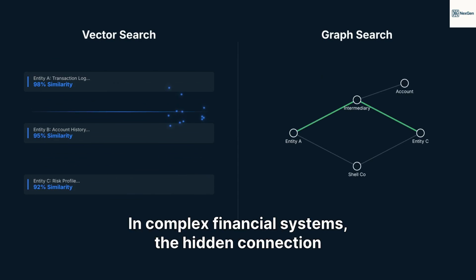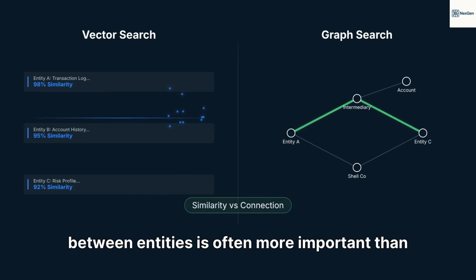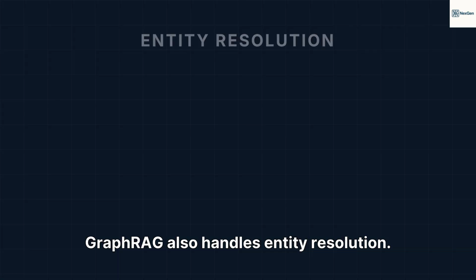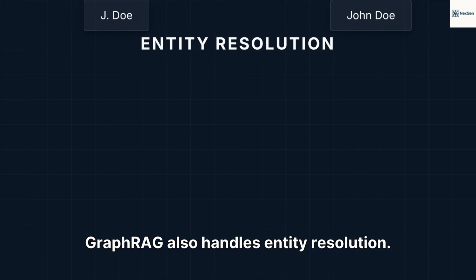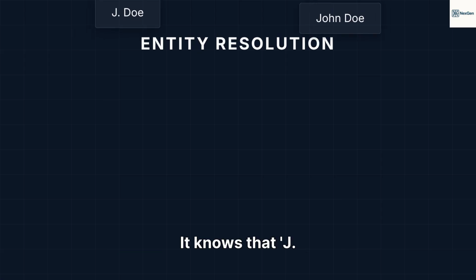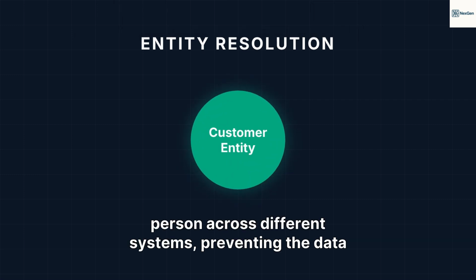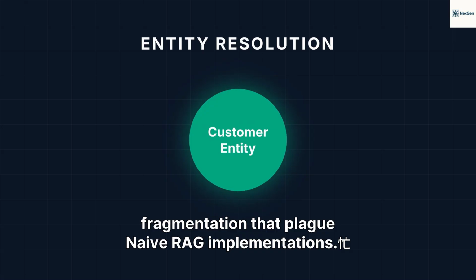In complex financial systems, the hidden connection between entities is often more important than the similarity of the text describing them. GraphRAG also handles entity resolution. It knows that J. Smith and Jonathan Smith are the same person across different systems, preventing the data fragmentation that plagues naive RAG implementations.